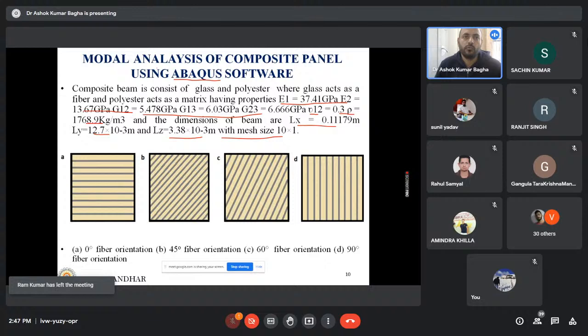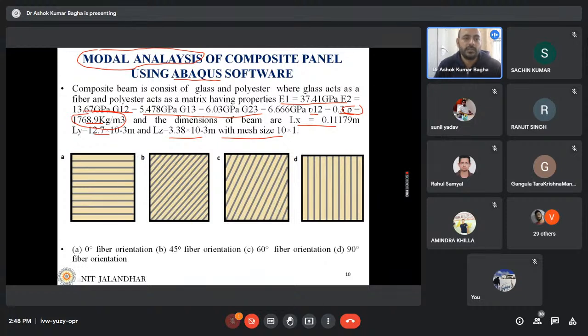So when you are more focused on the modal analysis, the most important property is the density. Please put the exact value of the density, because when you are doing the modal analysis in software, you do not apply any kind of force. By using the density itself, it will start vibrating, act as a force, and provide you the natural frequency of different systems, right?